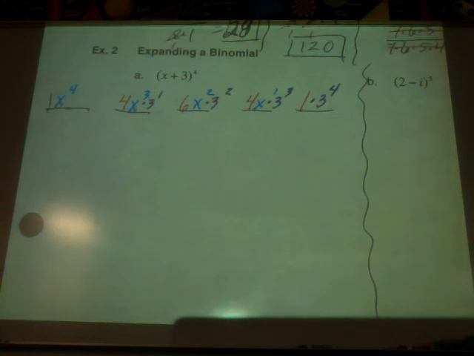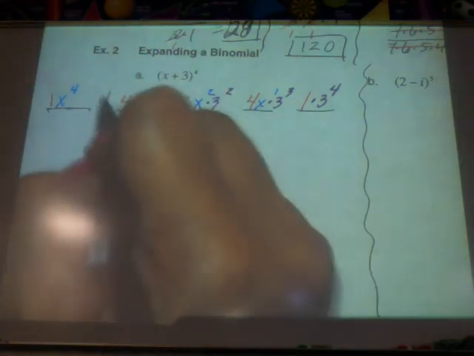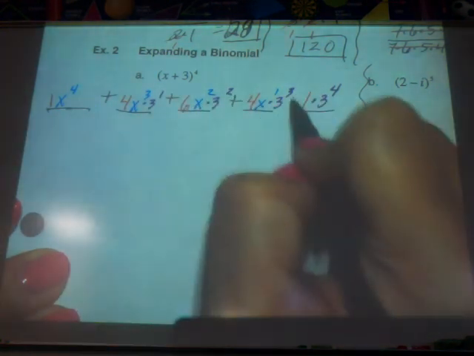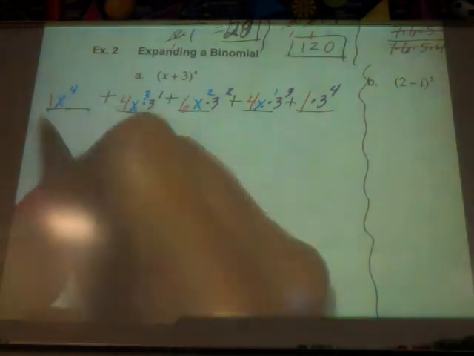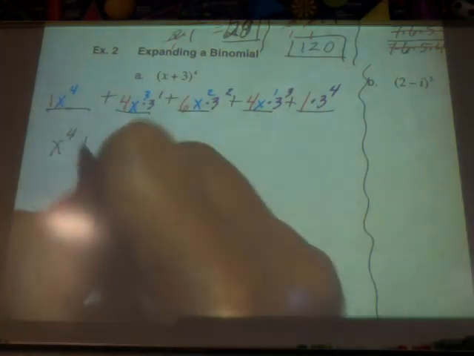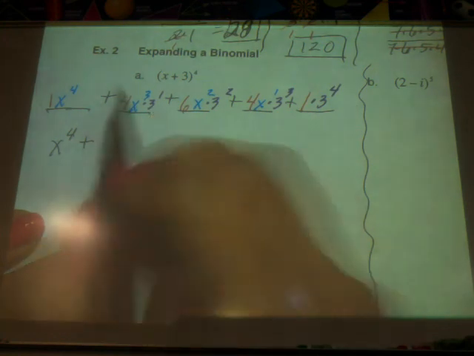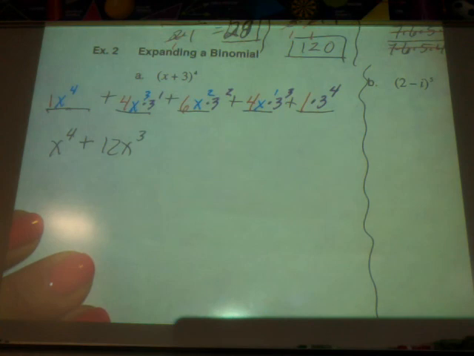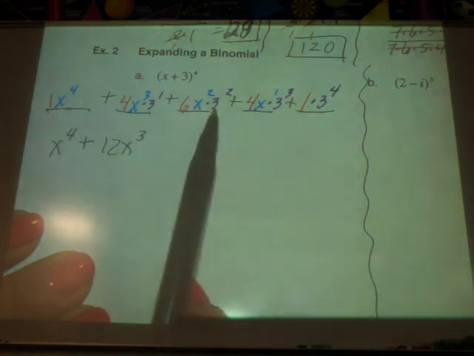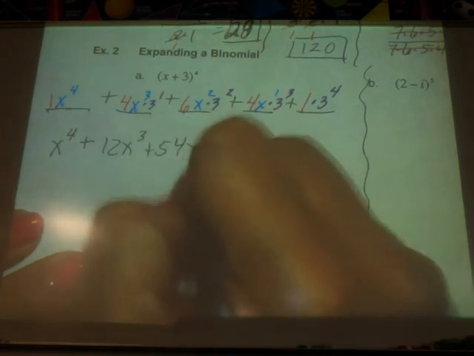Then we have to multiply everything out. By the way, when there's an addition, these are all addition signs in here. We'll talk about when it's subtraction, like this one over here. So this one becomes x to the 4th plus, what's 4 times 3? 12. So I get 12x cubed, right? And then what's 3 squared? 9. 9 times 6. So this is 54x squared.